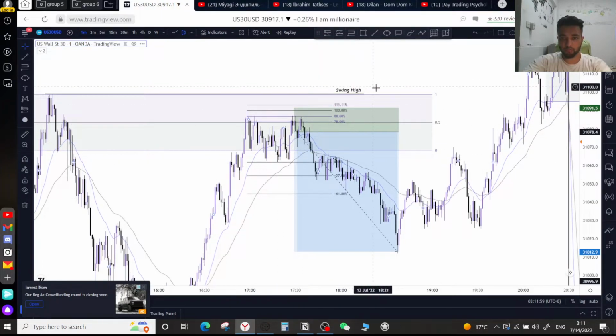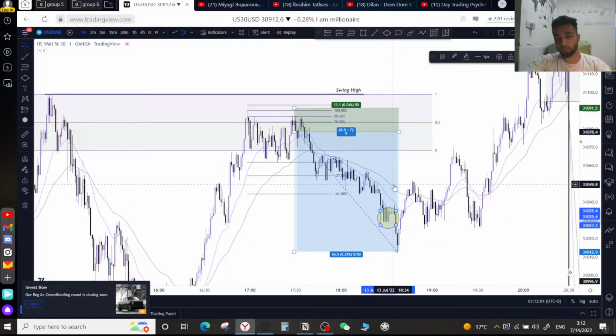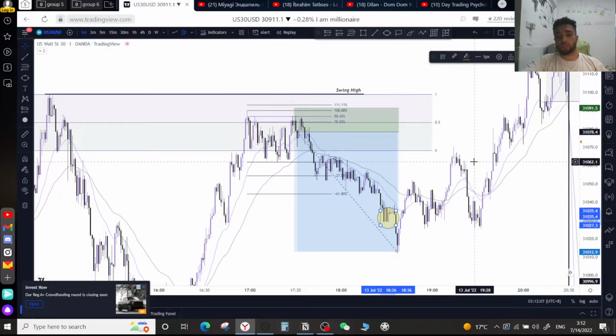So that's why I entered my trade. I got out, took my profit somewhere here. Then on the third trade I let it go down, so it hit my break even. So it is what it is.